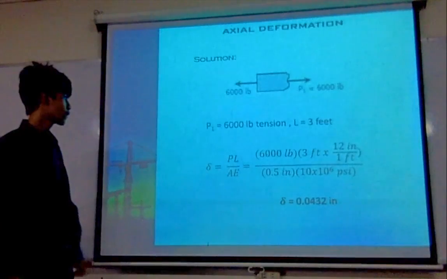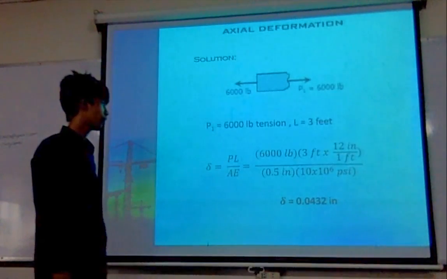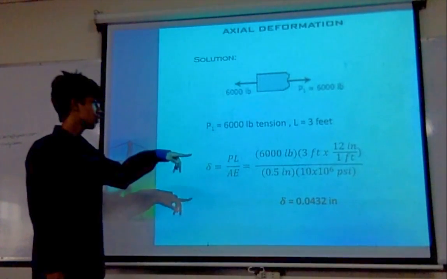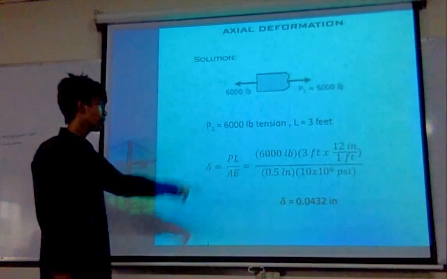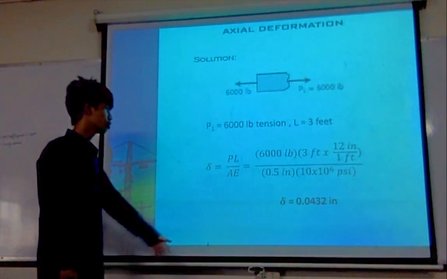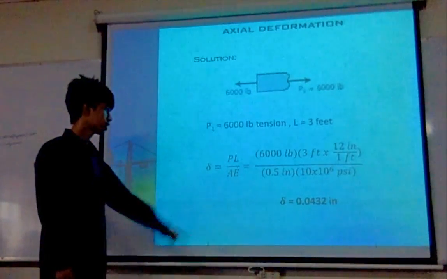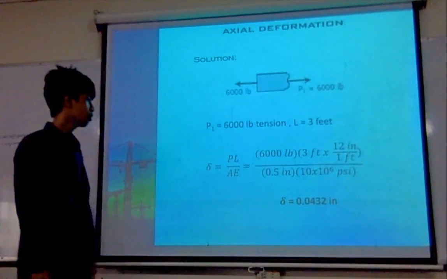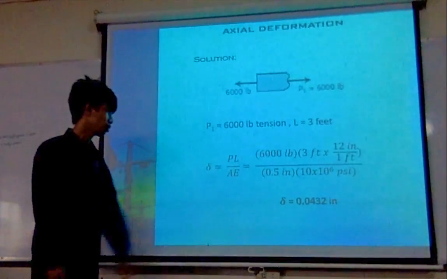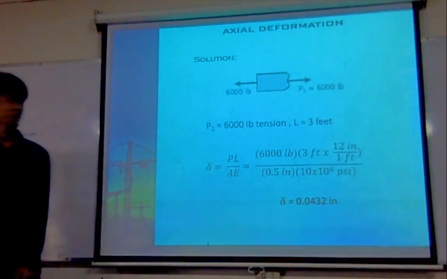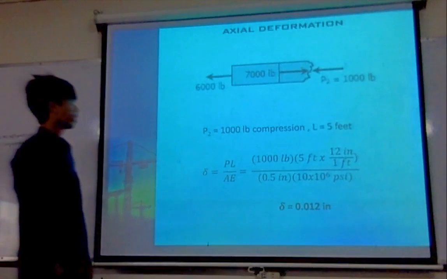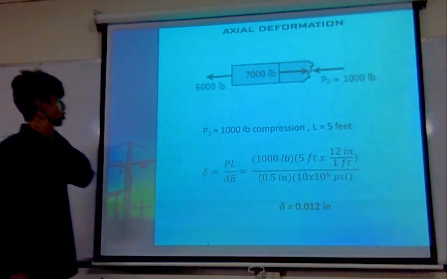Using the formula, we just substitute the given values. 6,000 pounds, 3 feet, which we multiply by 12 to get inches, over 0.5 square inches times 10 times 10 to the 6 psi. Okay, the deformation for the first bar will be 0.043 inches.